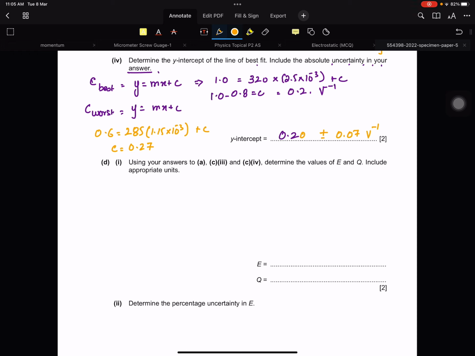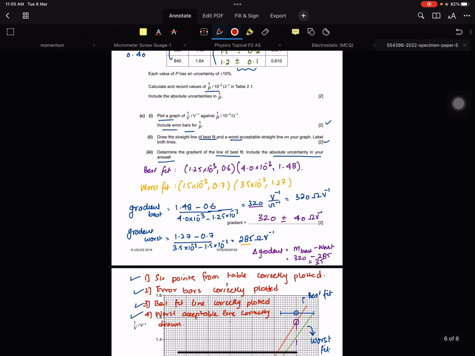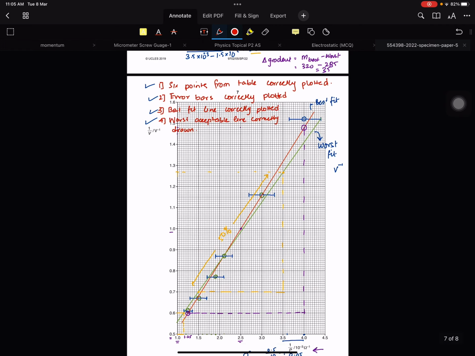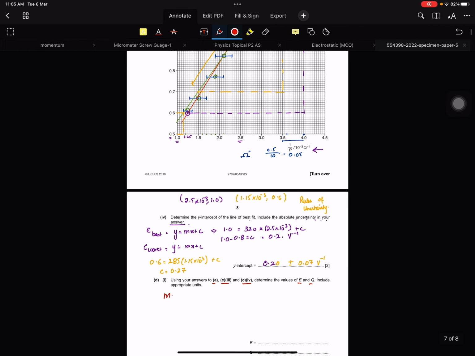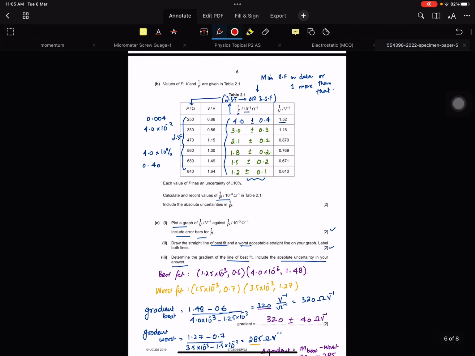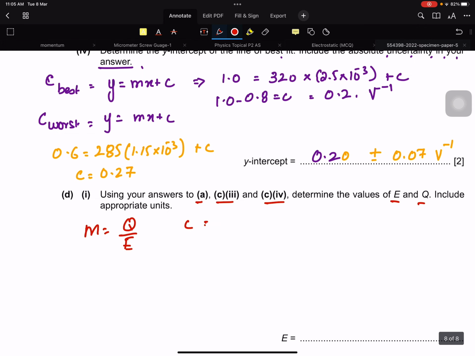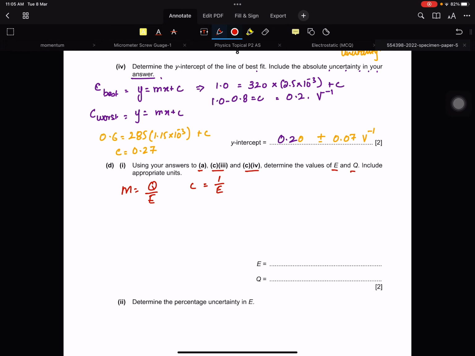Then it says that using your answer in A, C2 and C4, determine the values of E and Q, including appropriate units. Now we already learned in the first part that the gradient is equal to Q upon E. So I'm just going to write it here, that the gradient is Q upon E, and the y-intercept I believe was 1 upon E, but I'm still going to check. Okay, so the y-intercept is 1 upon E. Now, they just want us to find the values. You don't need to include the uncertainties right now.